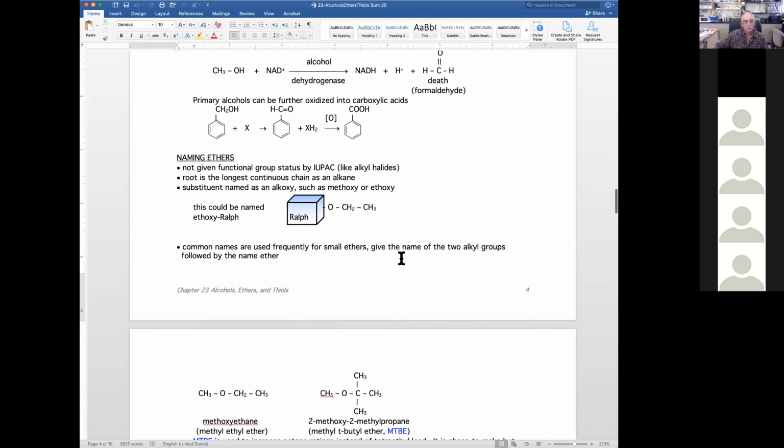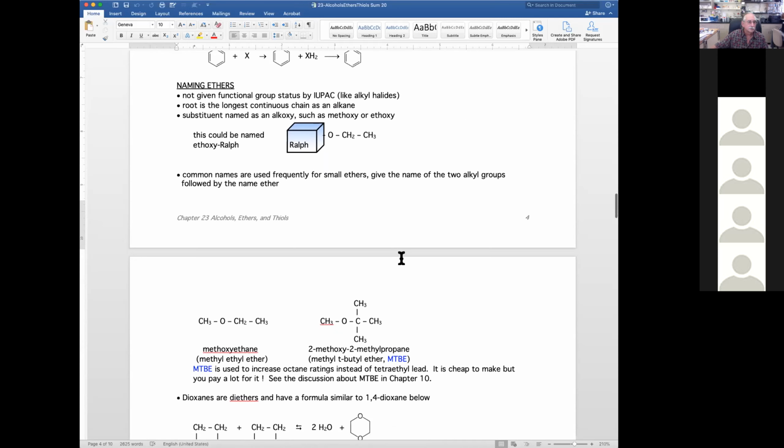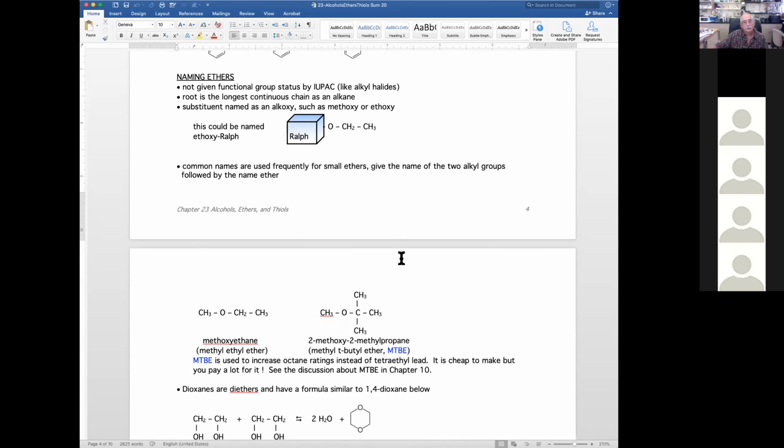So what about naming ethers? Ethers, like alkyl halides, are not given the full status of being a functional group. So the root is the longest continuous chain, name it as an alkane, and the substituent is known as an alkoxy, such as methoxy or ethoxy. So if your big giant molecule here was named Ralph, and then you have an ethyl group as a substituent on it, it would simply be called ethoxy-Ralph.